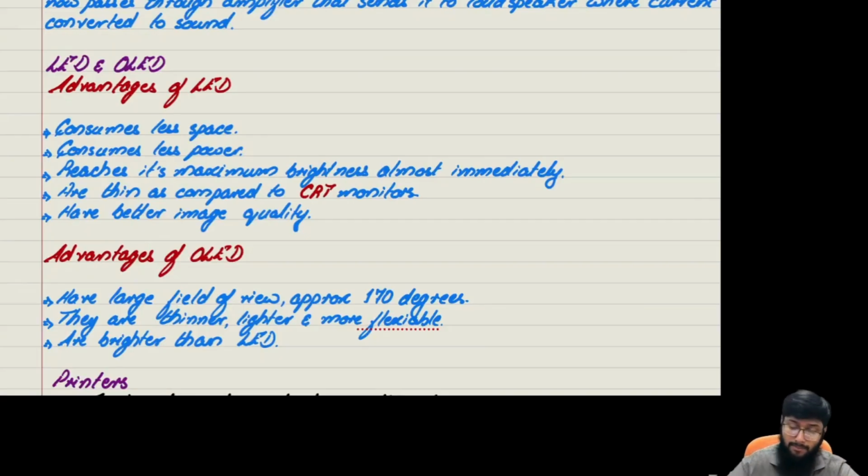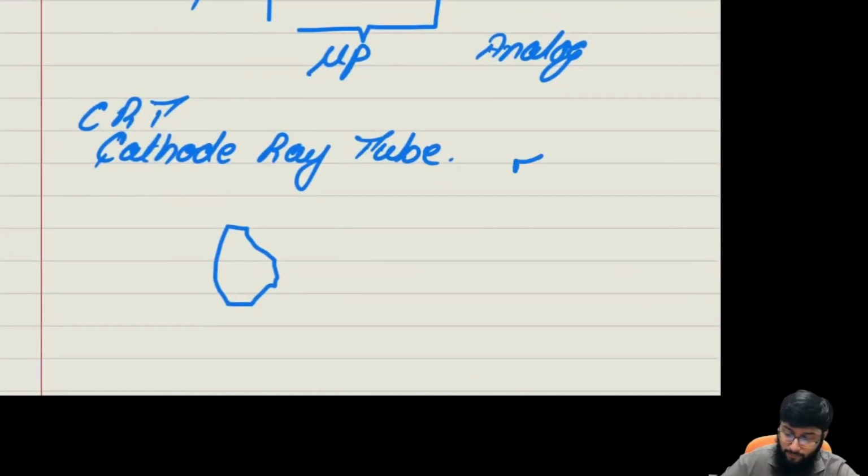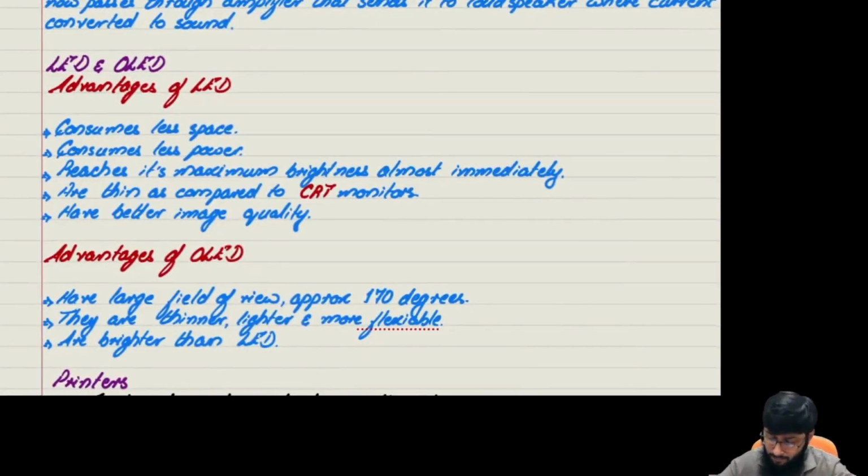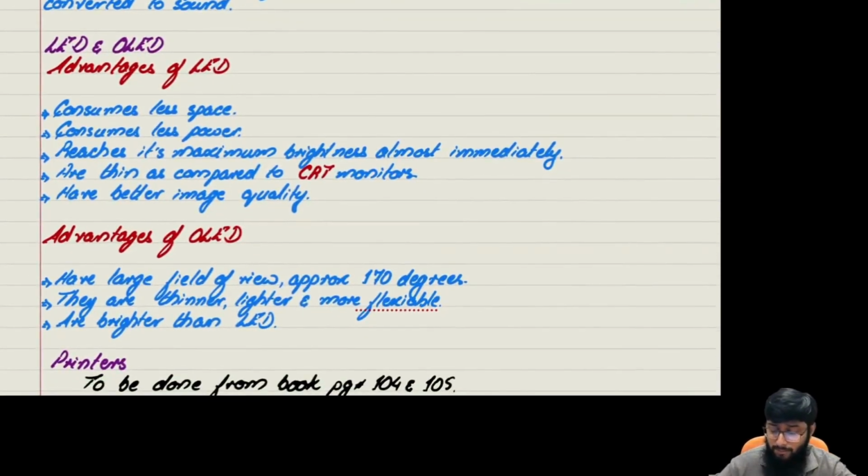You might see an example in the Z Flip phone or some other Samsung phones. They are utilizing the organic LEDs because they are foldable phones and they can come back to their original shapes. OLEDs provide you a better view, an approximate view of 170 degrees. They are thinner, lighter, and more flexible as compared to the LEDs, and they are even brighter than LEDs, giving you better image quality as well.